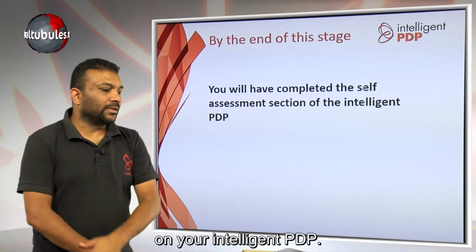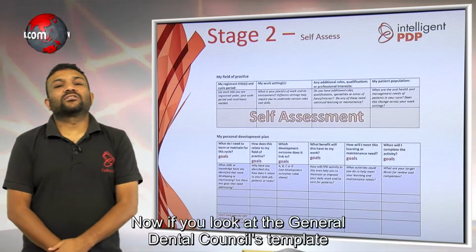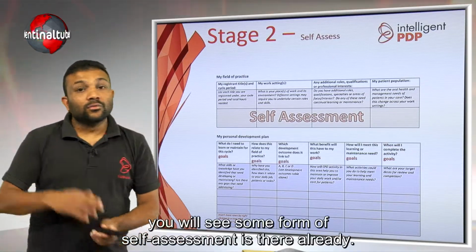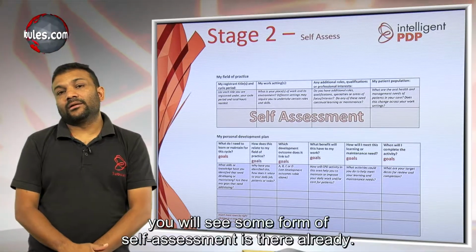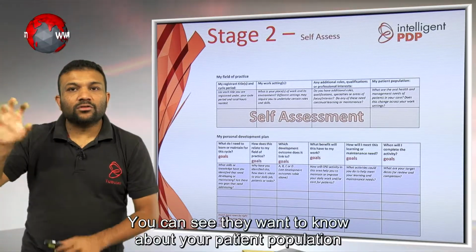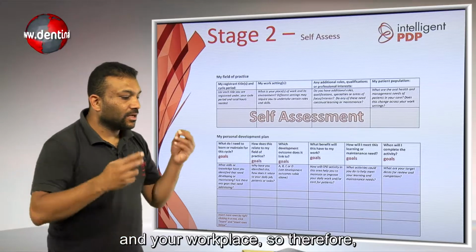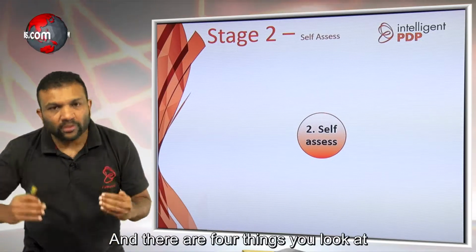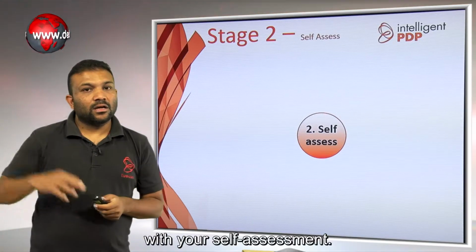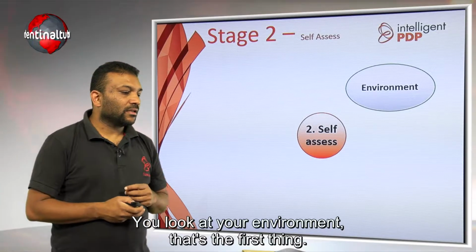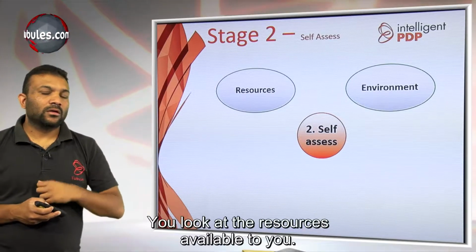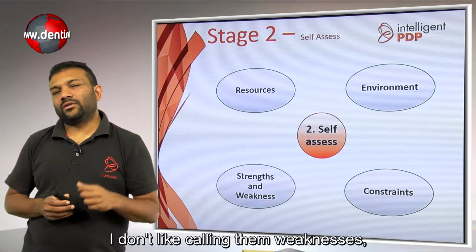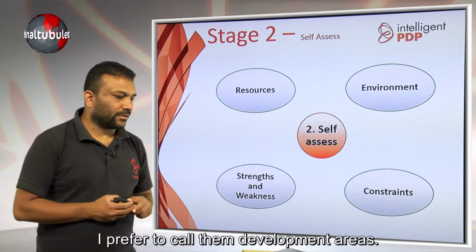Now, if you look at the General Dental Council's template, which you can download as a paper form on their enhanced CPD website, you will see some form of self-assessment is there already. You can see they want to know about your patient population and your workplace. So self-assessment now becomes important in our circle. And there are 4 things you look at with your self-assessment. You look at your environment as the first thing. You look at the resources available to you. You look at the constraints and your strengths and development areas. I don't like calling them weaknesses. I prefer to call them development areas.